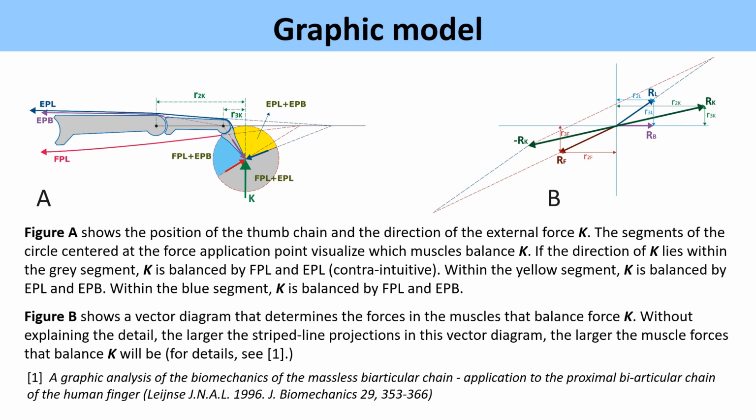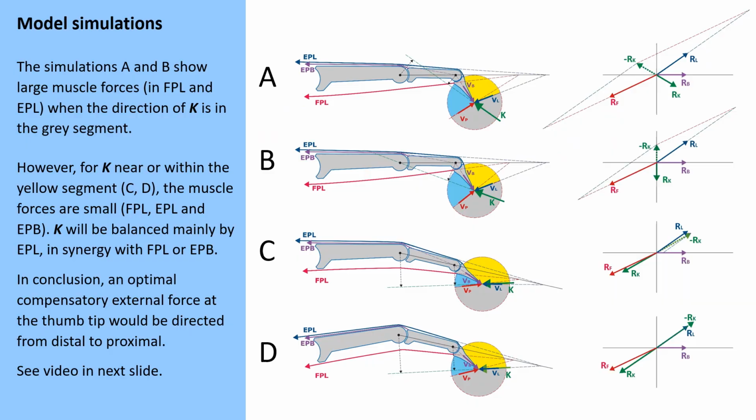Within the yellow segment, K is balanced by EPL and EPB. Within the blue segment, K is balanced by FPL and EPB. Figure B shows a vector diagram that determines the forces in the muscles that balance force K. Without explaining the detail, the larger the striped line projections in this vector diagram, the larger the forces that balance K will be. Model simulations.